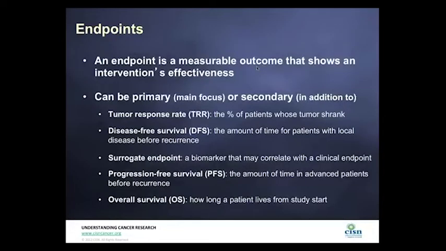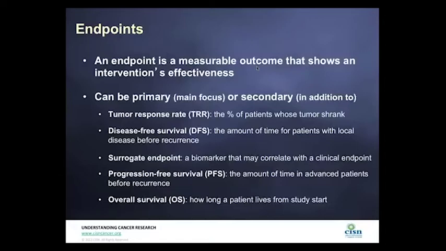And here are some specific ones. There's tumor response rate, and that's almost always just used in phase two. Not so important afterwards. Disease-free survival is the amount of time for patients with local disease before recurrence. So it's important to distinguish between disease-free survival and progression-free survival, because disease-free survival is for people who have local disease. Progression-free survival is for people with metastatic disease. So remember those two.